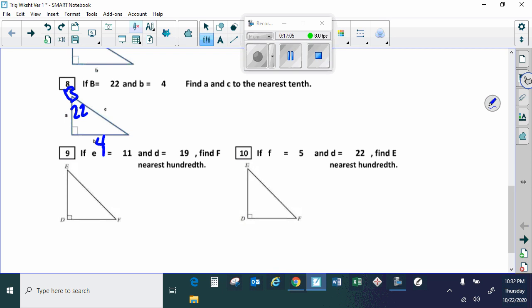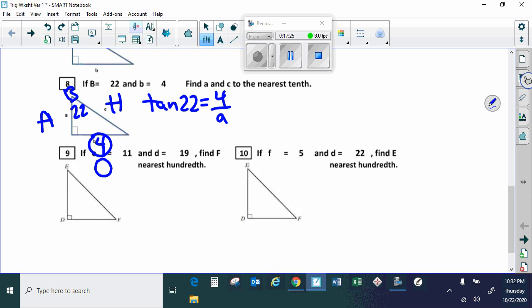So 22 is my theta, so there's my opposite, there's my hypotenuse, and there's my adjacent. So I'm going to go for A first, A to B. I have to use the 4, so I have opposite and adjacent. So it's tangent of 22 equals the opposite, 4 over the adjacent, little a.